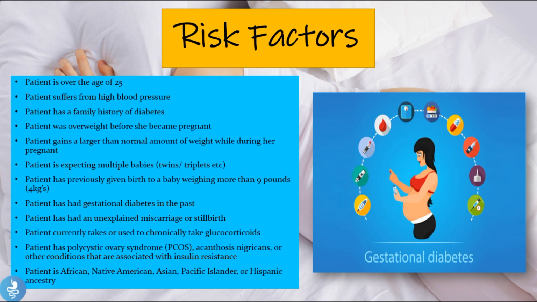The patient has previously given birth to a baby weighing more than 9 pounds, which is about 4 kilos plus. The patient has had gestational diabetes in the past during a previous pregnancy. The patient has had an unexplained miscarriage or stillbirth. The patient currently takes or used to take chronic glucocorticoids. The patient has polycystic ovarian syndrome, acanthosis nigricans, or other conditions that are associated with insulin resistance, and the patient is African, Native American, Asian, Pacific Islander, or has some sort of Hispanic ancestry. So these are all the different risk factors for the development of gestational diabetes.